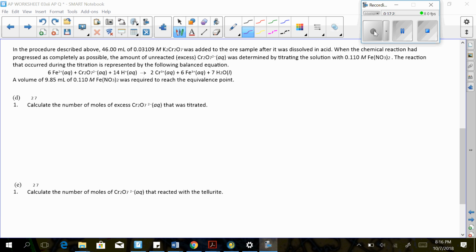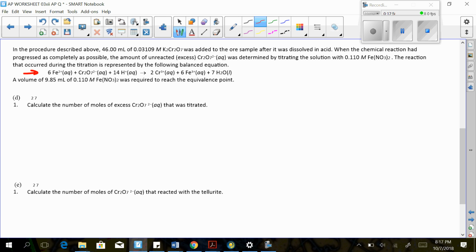And so if we look at this, they gave us the balanced equation for that reaction when the excess dichromate was reacted with the iron nitrate. And so it says we added 9.85 milliliters of 0.11 molar iron nitrate to reach the equivalence point. So they want to know how many moles of excess dichromate was titrated.